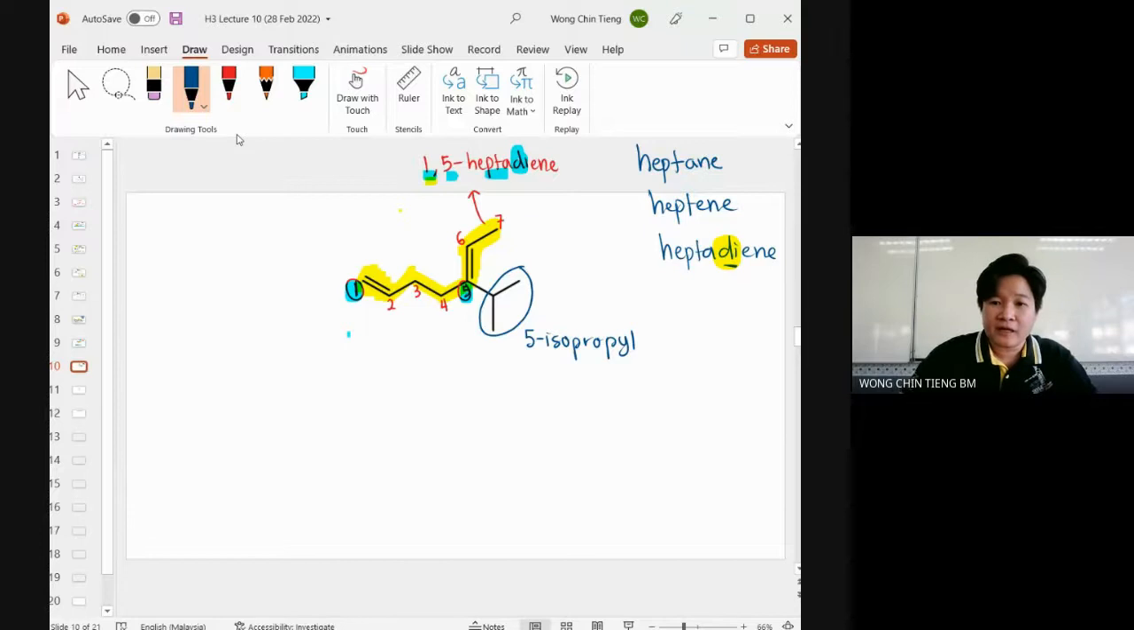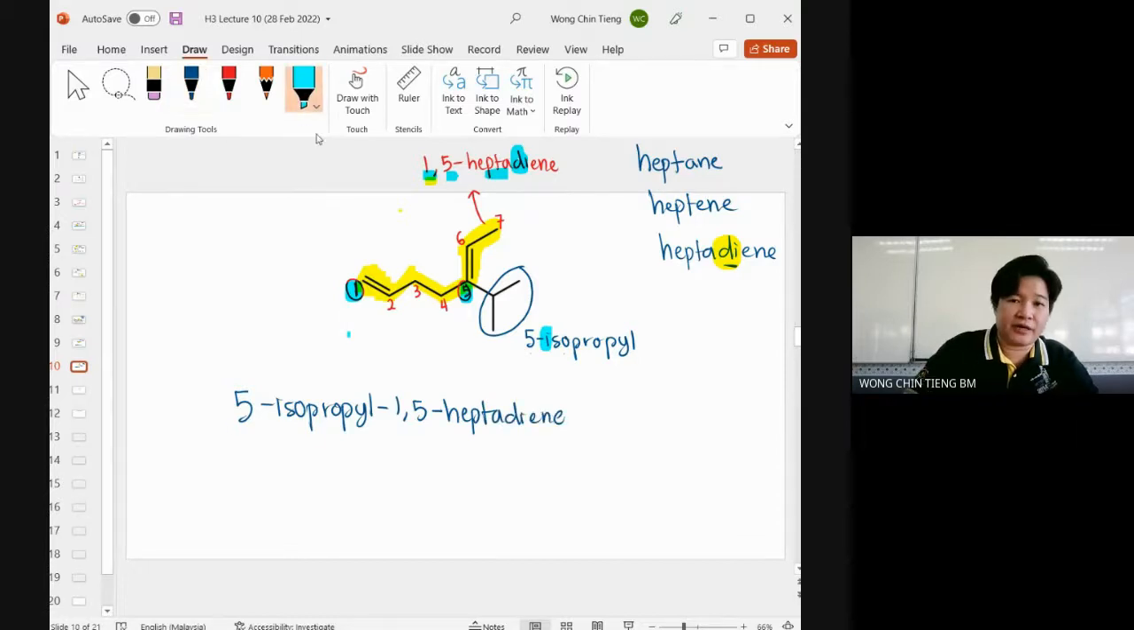Okay. So over here kita ada satu substituent je, 5 isopropyl. I want to remind you isopropyl with the count of the I. Alright. So nama penuh akan jadi 5-isopropyl-1,5-heptadiene, jangan salah spelling. That is the full name.